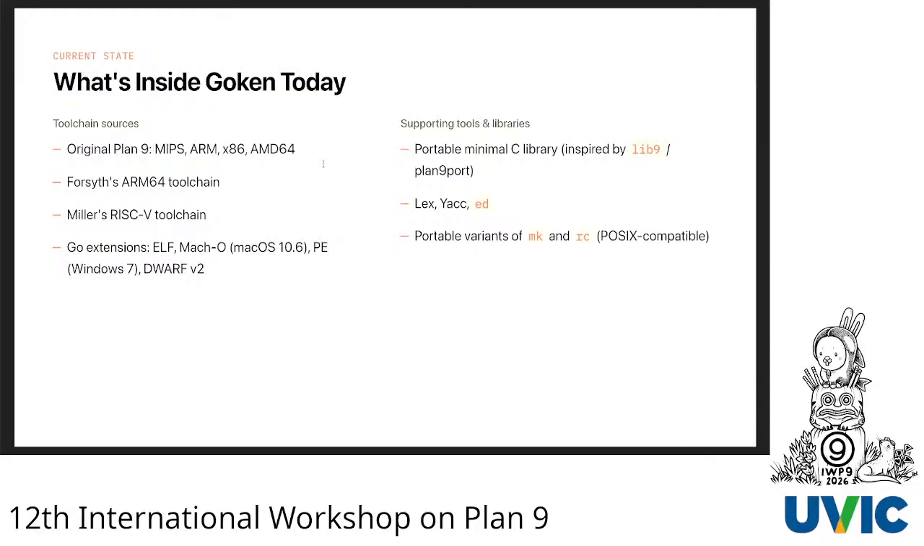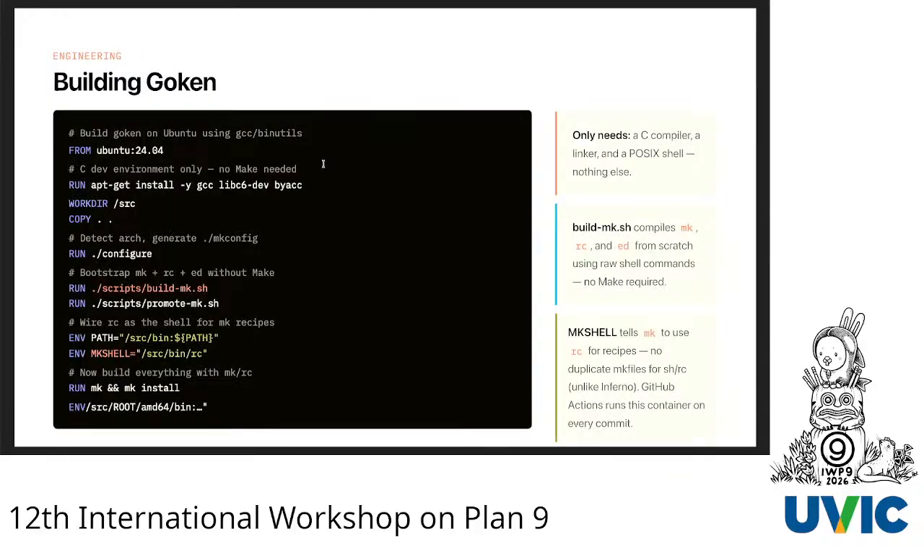And so how do you build Goken? And so this is a Dockerfile. So I hope everybody is a bit familiar with it. It's pretty self-explanatory, I think. But basically, this Dockerfile will specify how to build Goken itself. And so at the top, you see, let's start from an Ubuntu container. And then you use this apt-get command to install GCC, the C library, and Yacc.